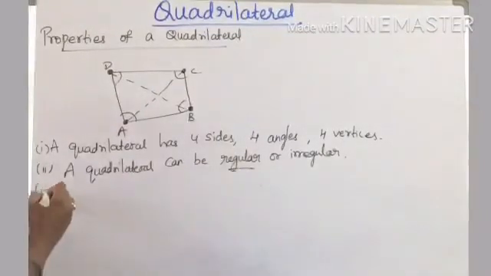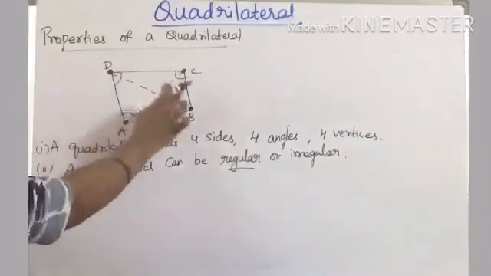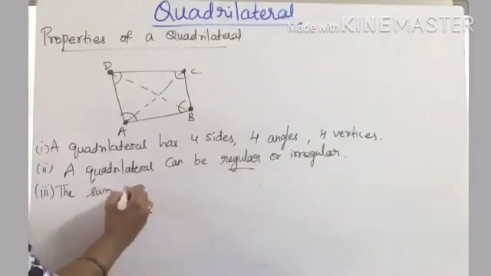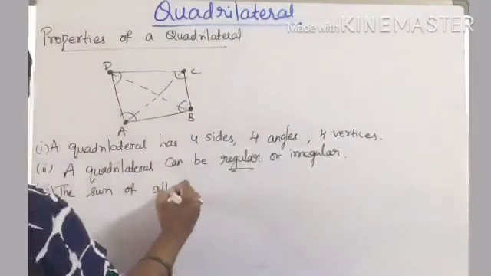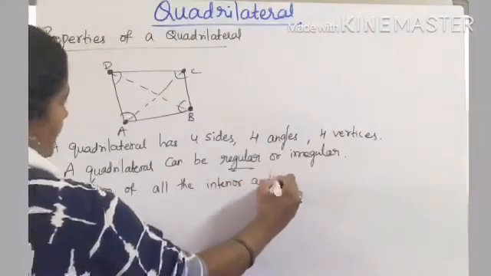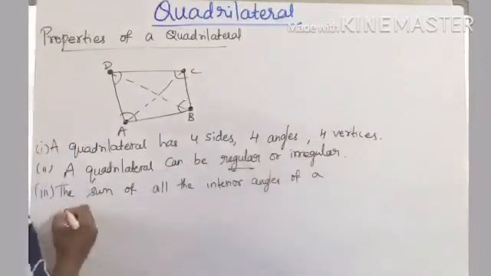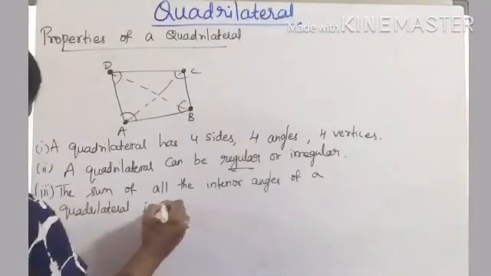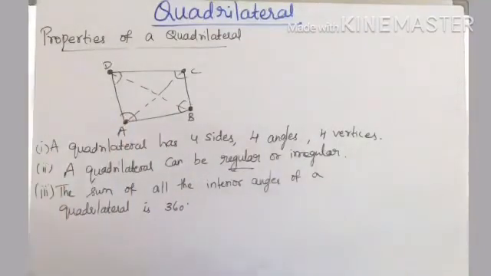Now coming to the third property, the sum of all the interior angles of a quadrilateral is 360. So these are the properties of a quadrilateral. The first one, a quadrilateral has four sides, four angles, four vertices. A quadrilateral can be regular or irregular, and the sum of all the interior angles of a quadrilateral is 360.